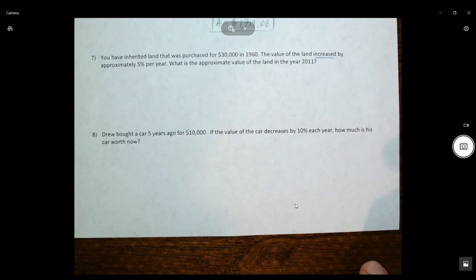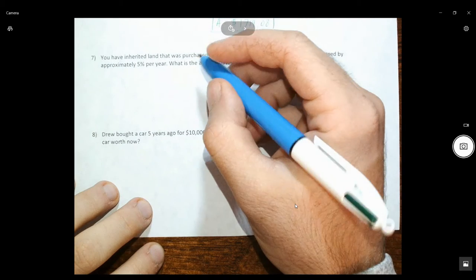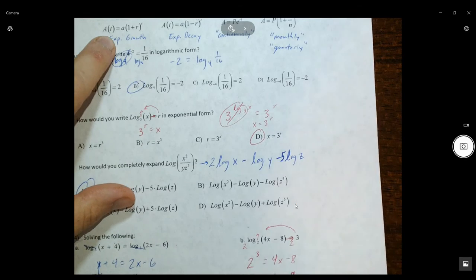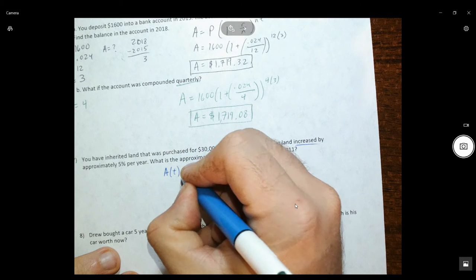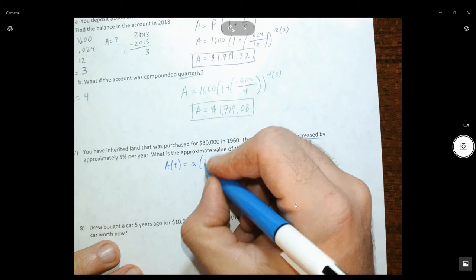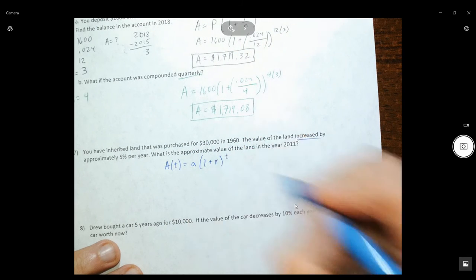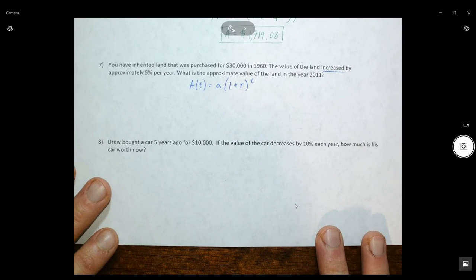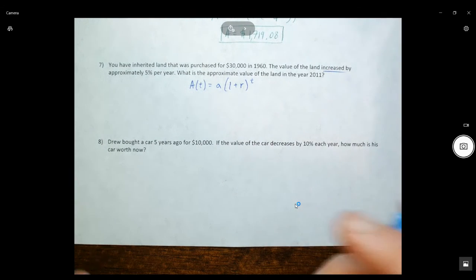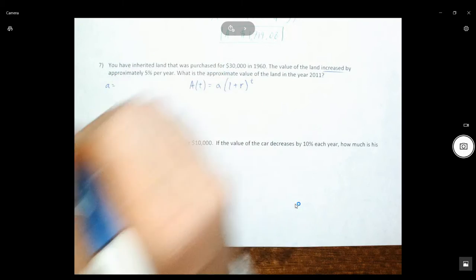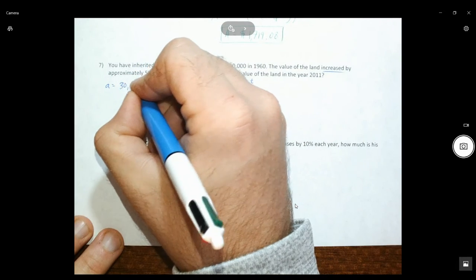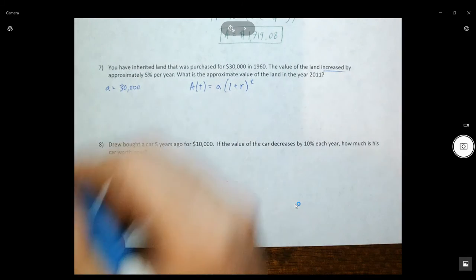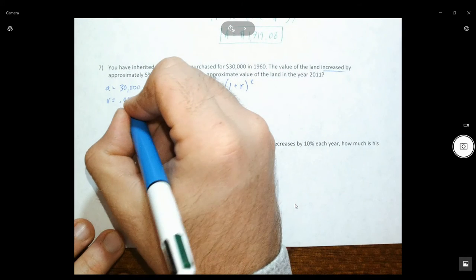So the first equation we talked about on the front. My exponential growth equation is this right here: A of t is equal to A times 1 plus R to the t power. So A of t, which is my ending value, is my starting value A times 1 plus R to the t power. I know that A, my starting value, which is also kind of like P up here, is the $30,000 that the land was originally bought for. My rate is 5% per year, so 0.05.